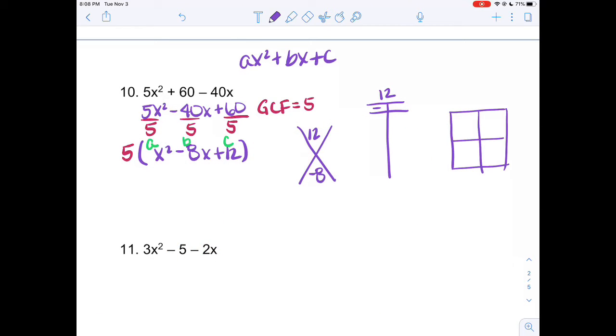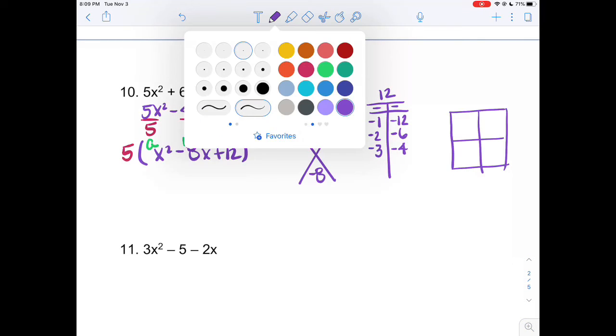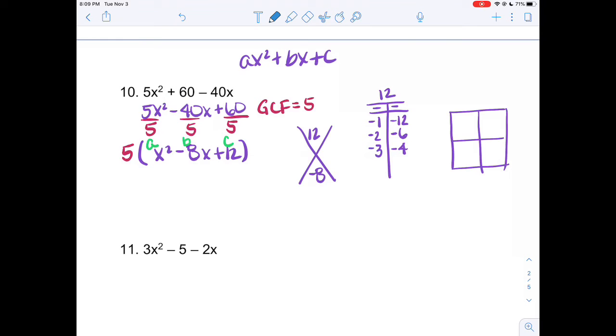Identifying that both factors need to be negative, I'm going to have negative 1 and negative 12 to start. Negative 2 will divide into 12 negative 6 times, and negative 3, negative 4. The next term would be negative 4 and a negative 3, but I've already got that combination. Now I just need to look and see which set of factors will multiply to be our positive 12. We know all of those combinations will, but which ones add to be negative 8? And that's a negative 2 and negative 6. So those are going to be my m and n pieces.